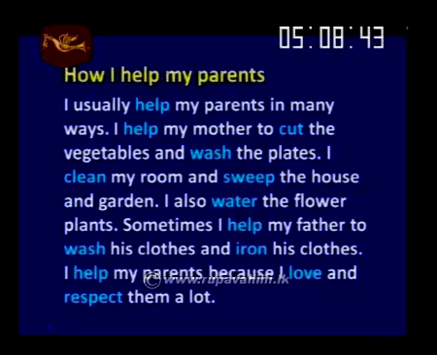So here again they have used the simple present tense form. So I clean my room and sweep the house and garden. So again clean and sweep, you can see in blue print they are in the simple present tense form. I also water the flower plants.